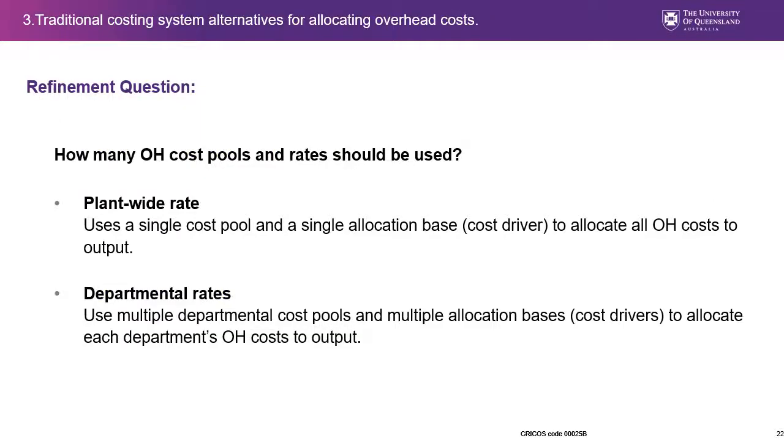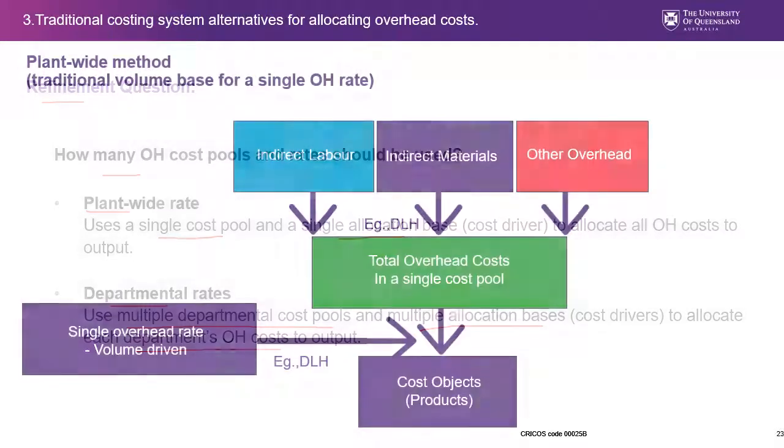As part of making our cost system more accurate, we want to refine that costing system, and we have to decide how many overhead cost pools and rates should be used. Using a plant-wide rate, that's just a single cost pool and a single allocation base to allocate all the manufacturing overhead costs to output. If we use departmental rates, that means we calculate multiple department cost pools and multiple allocation bases to allocate each department's overhead to output. So it's a more refined costing system.